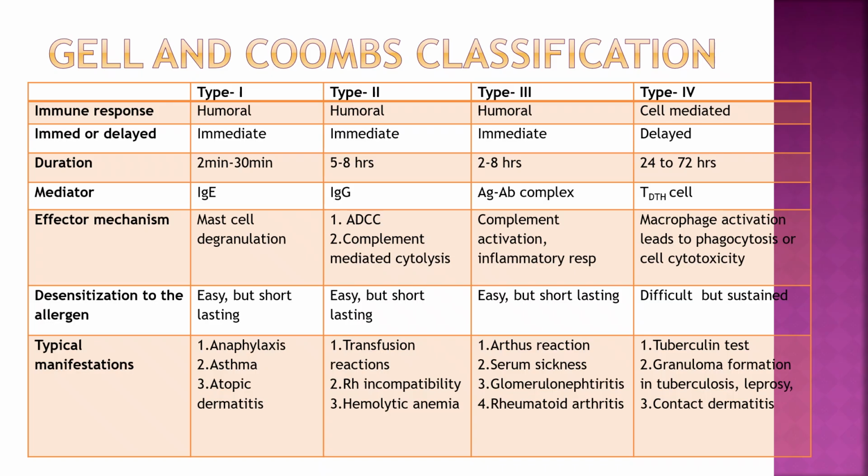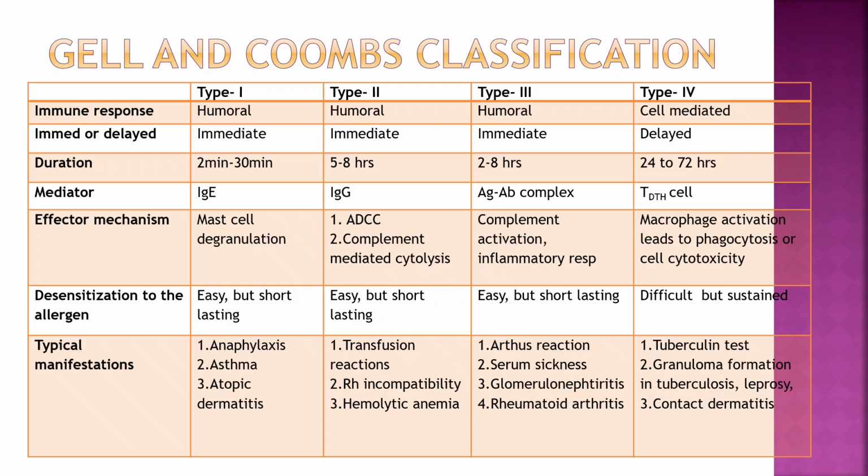The human immune response in type 1 is humoral, type 2 humoral, type 3 humoral, and type 4 cell mediated. Type 1 is immediate, type 2 immediate, type 3 immediate, and type 4 delayed. Duration in type 1 is 2 to 30 minutes, type 2 is 5 to 8 hours, type 3 is 2 to 8 hours, and type 4 is 24 to 72 hours. Mediators: type 1 IgE, type 2 IgG, type 3 antigen-antibody complex, type 4 TDTH cell.